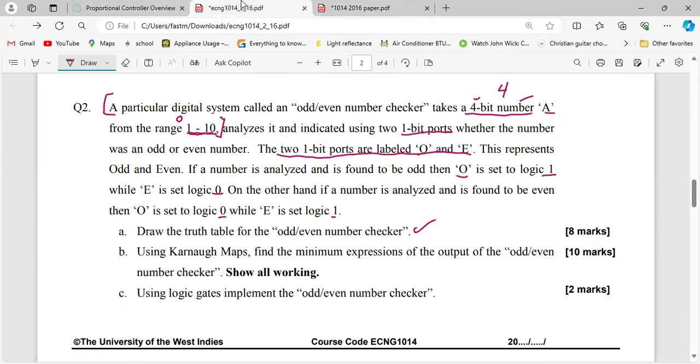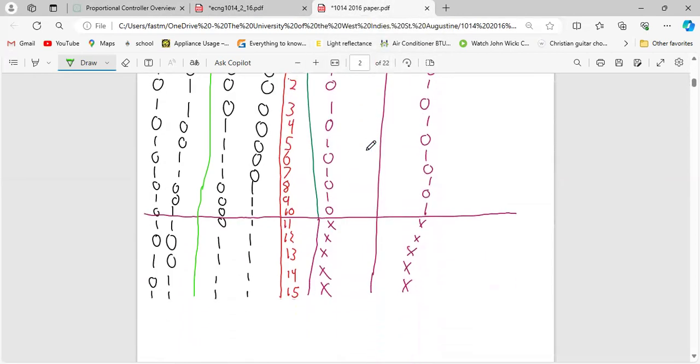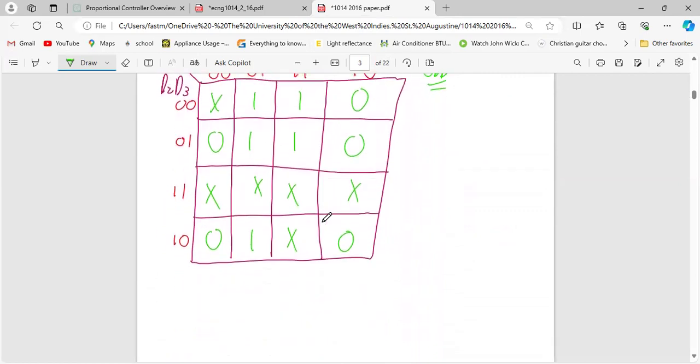Because in the question, they said using Karnaugh maps, plural, important, I read in the question: find the minimum expression of the output of odd/even number checker. Right. Looking at this, you can't put odd and even answers in the same Karnaugh map table. That is why they say Karnaugh maps, plural. So you have to draw one for the odd output, which is the column here, and then one for the even output column, which is this one, right? So let's do this one quickly, right?